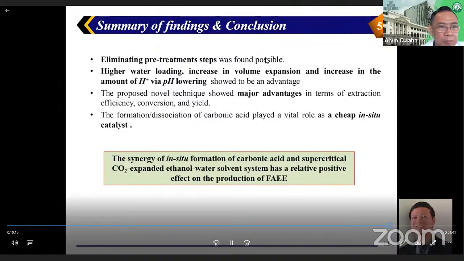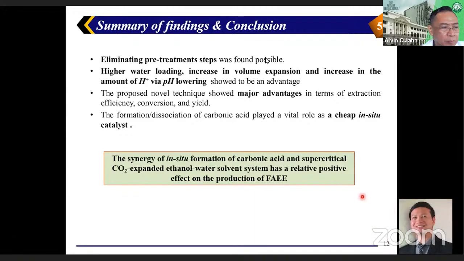With all these significant findings, it can be concluded that the synergy of in situ formation of carbonic acid and the supercritical carbon dioxide expanded ethanol-water solvent system has a relative positive effect on the production of fatty acid ethyl ester, and introduces a novel technique that can be more economical, with low environmental impact, and sustainable. However, further studies are recommended to improve the degree of conversion and yield.